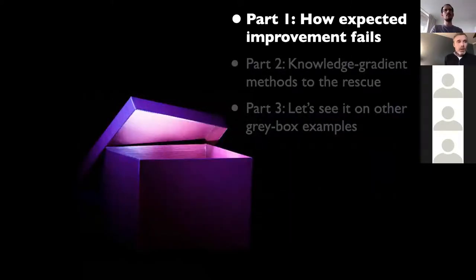So these are all fun, useful ways to try to solve applied problems and to do better than you'd be able to do using standard Bayesian optimization. But unfortunately, some of the standard methods that we use in Bayesian optimization don't quite work. So what I want to do is explain how expected improvement fails in some of these settings, and then talk about how you can use knowledge gradient methods instead in order to unlock the full potential of gray box Bayes opt.